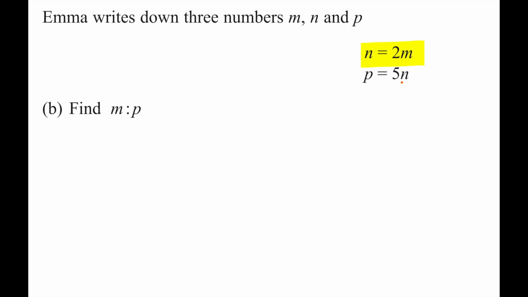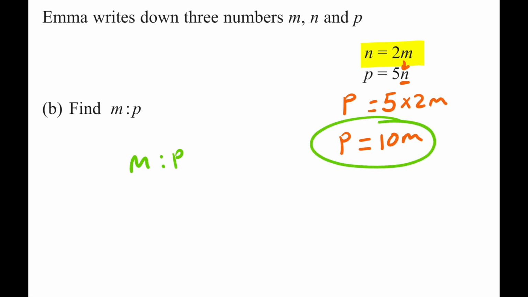What I'm going to do is substitute in 2m for n in that second equation. So p, rather than being equal to 5n, is going to be 5 lots of 2m. So p is equal to 5 times 2m, which is 10m. If we're looking for our ratio of m to p, our equation tells us that p is equal to 10m, so p is 10 times bigger than m. So I'm going to let m be 1, and p is going to be 10 times bigger, so p is 10 and m is 1.